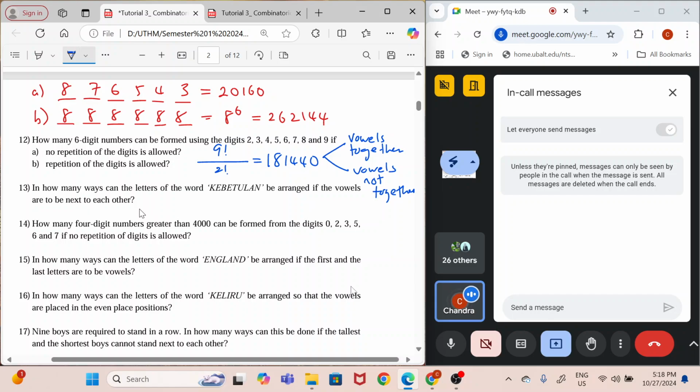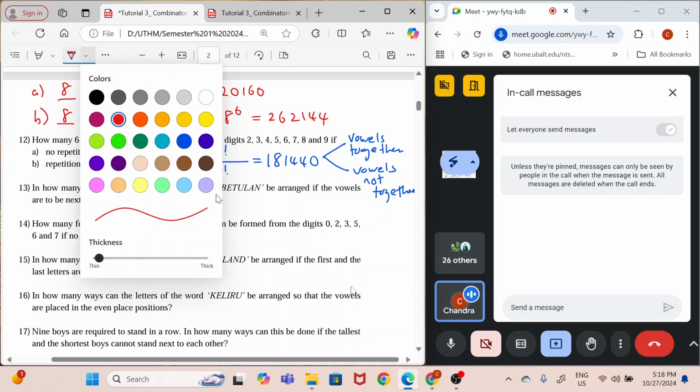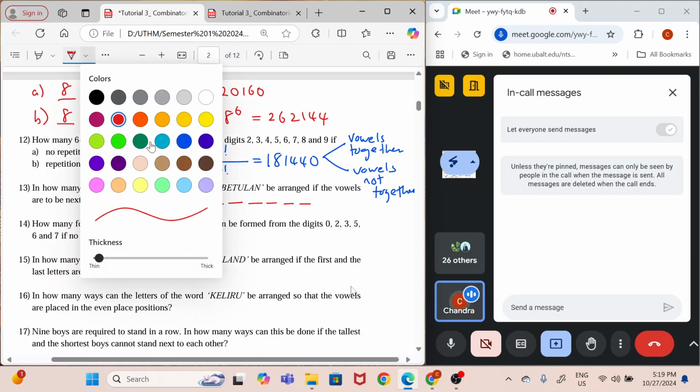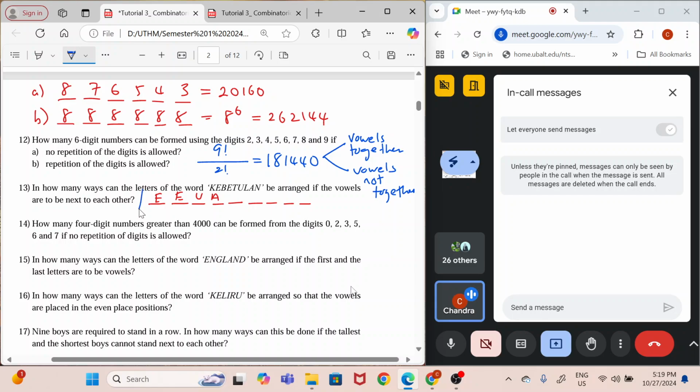what we get as the answer. Let me redo again. The question is, if the vowels are next to each other. So next to each other means 1, 2, 3, 4, 5. Okay, next to each other, what do we have to do? Take all the vowels, put them here, make it one gang. Make this one gang because they're going to move together. We cannot separate that.